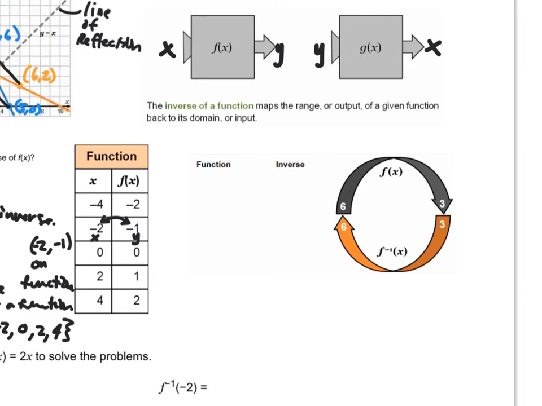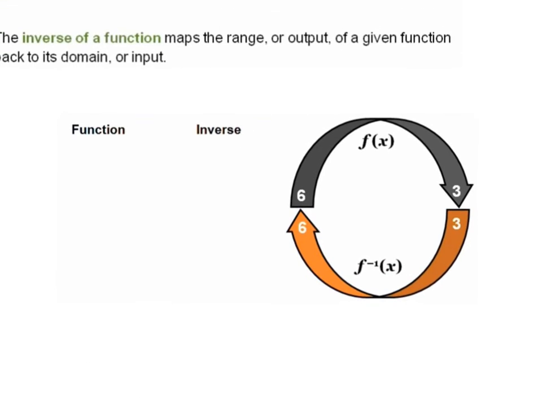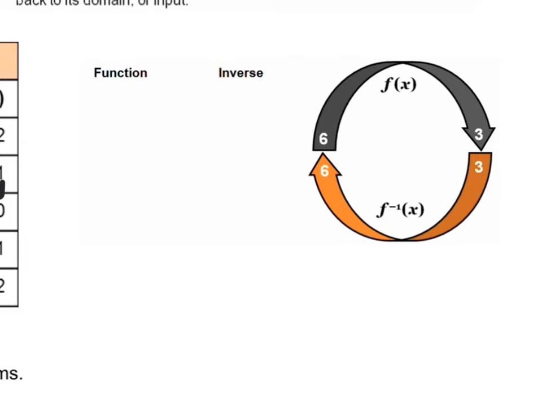All right, so then, this model over here just shows kind of what a function does and then what its inverse does. Okay, and if you were to sit here and plug in 6 into your function, then you'd get 3. But then if you took your inverse and you plugged in 3, then you would get 6.